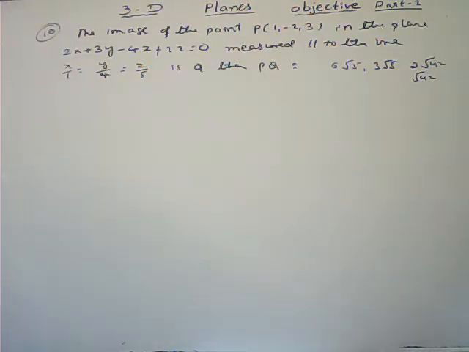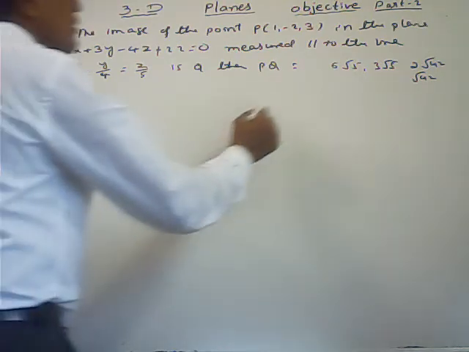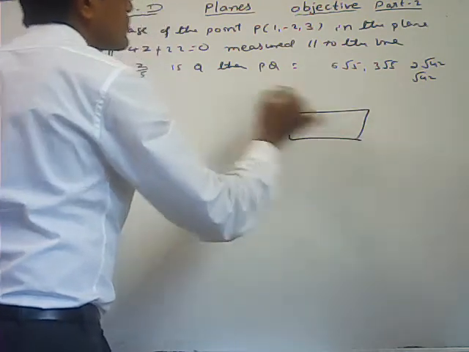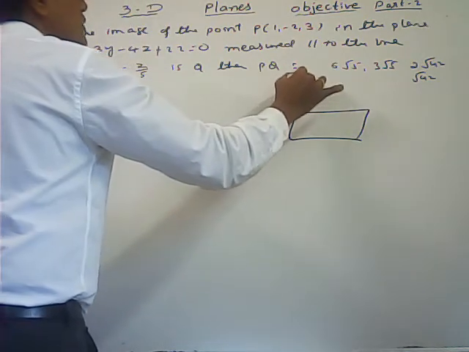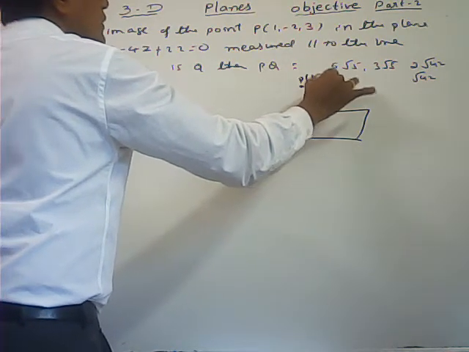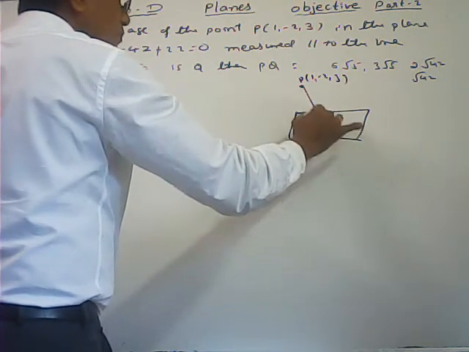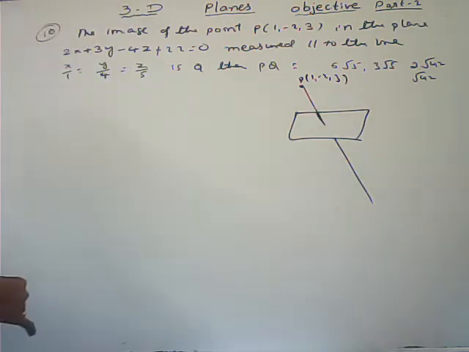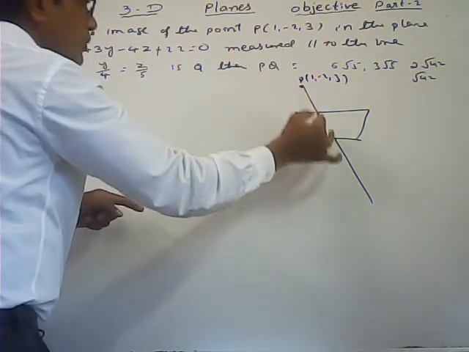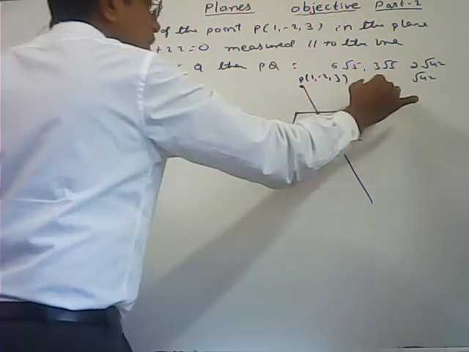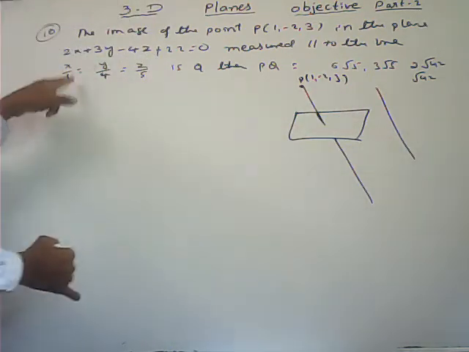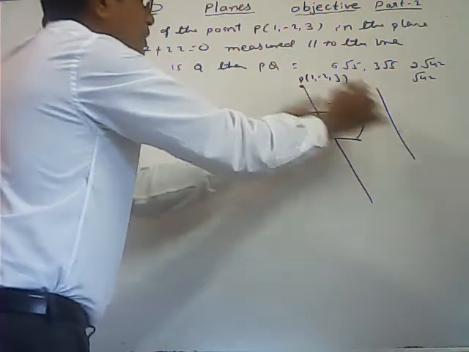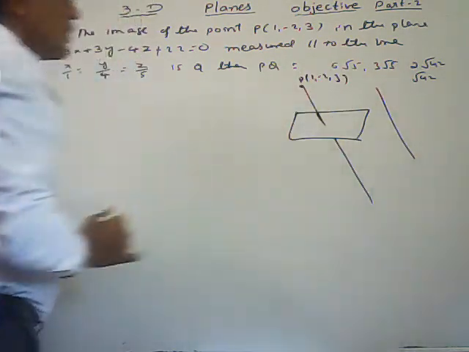Next, the image of the point P(1, -2, 3) in the plane 2x + 3y - 4z + 22 = 0, measured parallel to the given line. Here we want the image of this point P(1, -2, 3) with respect to that plane, in the direction of one more line that is given. In this line direction, we want the image of that point with respect to that plane.